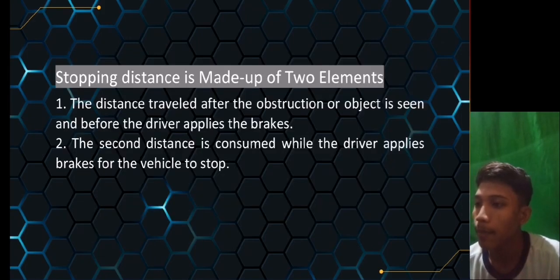Stopping distance is made up of two elements. Number 1, the distance traveled after the obstruction or object is seen and before the driver applies the brakes. 2, the second distance is consumed while the driver applies the brakes for the vehicle to stop.